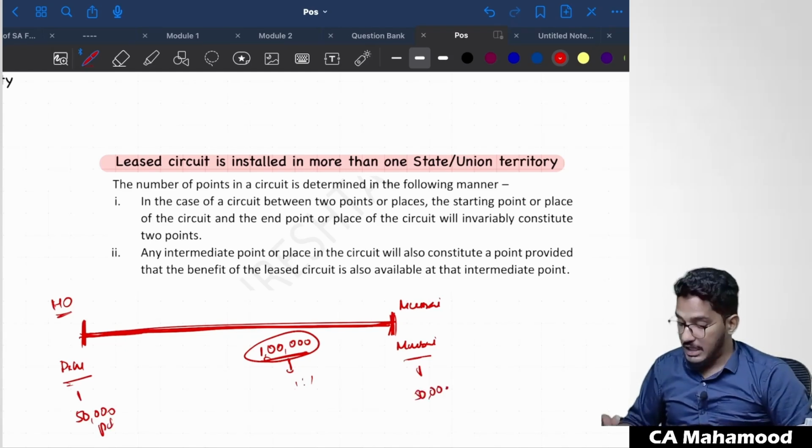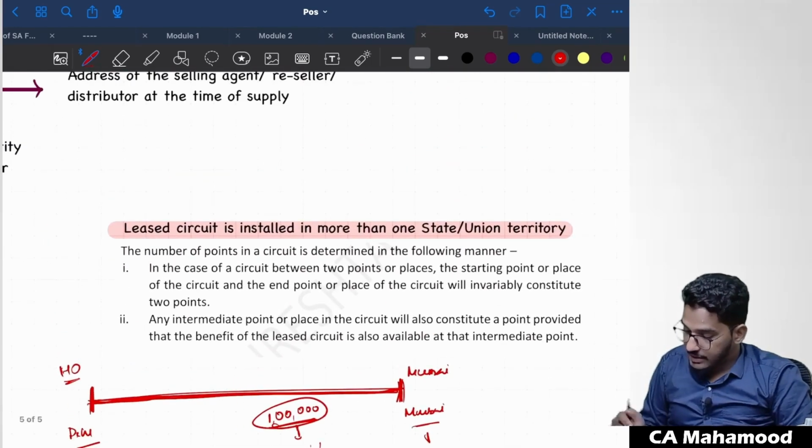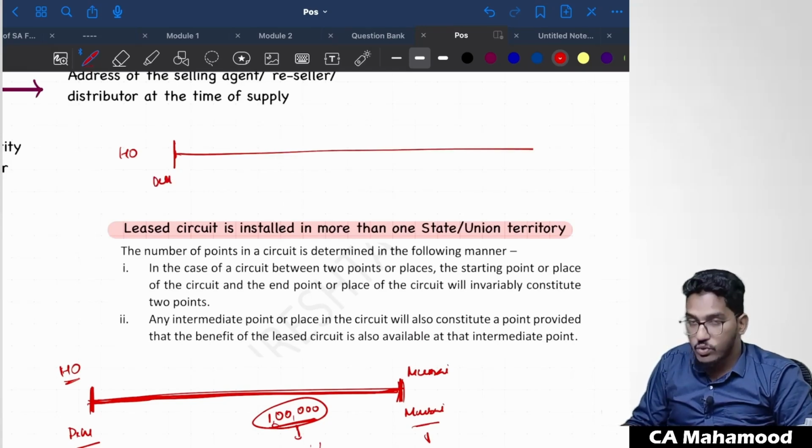Able to understand? Now let me give you one more scenario. Take for example, my head office has one leased circuit point in Delhi. Now in Mumbai, I have 2 offices. In Maharashtra, I have 2 offices. In Mumbai, another point is there, and a leased circuit point is there.